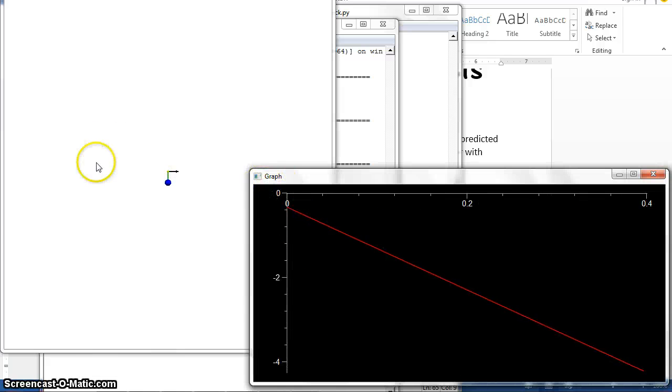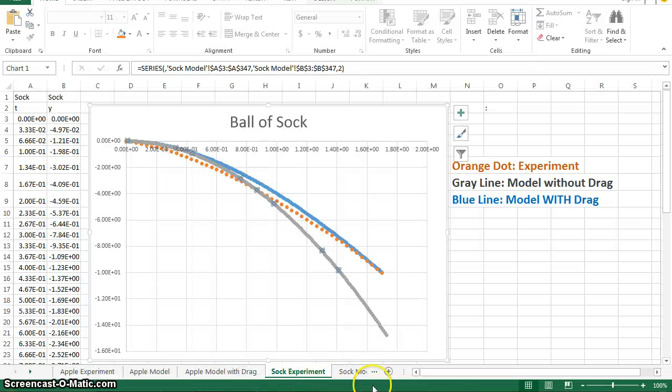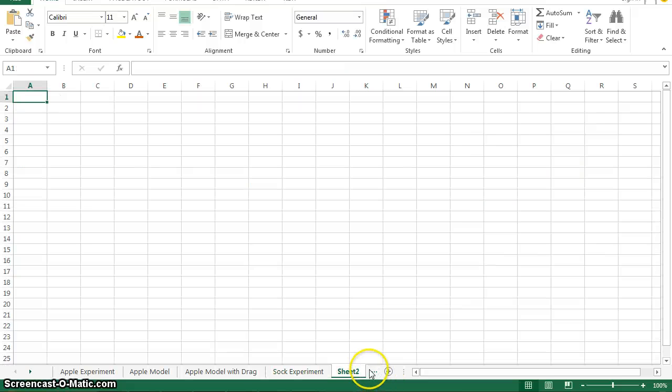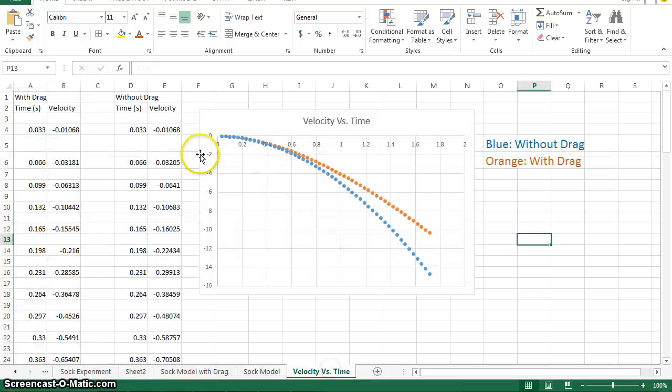And so I took this information and I also put that in the Excel sheet. This is velocity versus time, for the sock. The orange is with the drag and the blue is without drag. As you can see here, the slope begins to straighten out with the drag, and basically this is saying that it is approaching a terminal velocity.